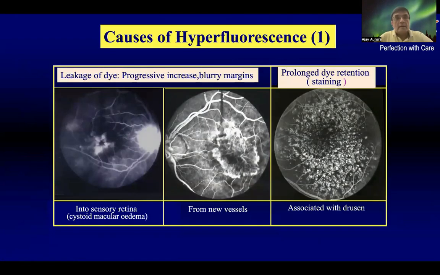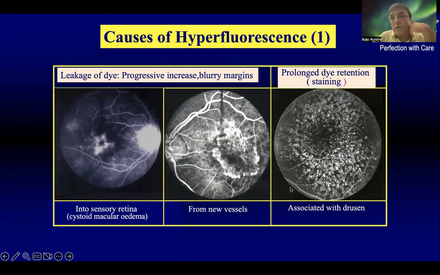Now, let's look at some of the examples. This is a cystoid macular edema. You must have heard of the term cystoid macular edema. So there's leakage within the macular area because of the cystoid spaces which get filled up. This is a case of wet age-related macular degeneration. You can see a membrane which is present in the subfoveal area. So this is a choroidal neovascular membrane.